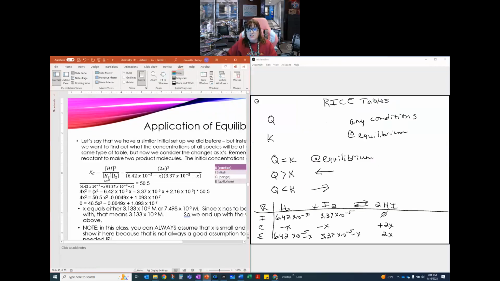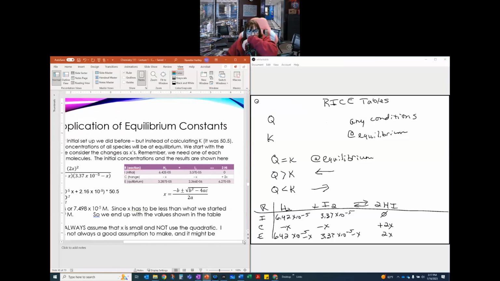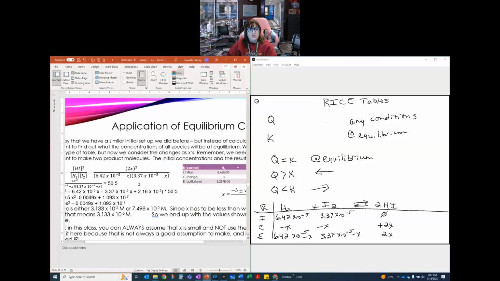So I have H2 plus I2 goes to 2HI. 6.42 times 10 to the minus fifth is my initial concentration. I took all of this data directly from this rice table. 3.37 times 10 to the minus fifth and 0 as my initial concentrations. My change is negative x, negative x, plus 2x. That means my equilibrium expression is 6.42 times 10 to the minus fifth minus x, and 3.37 times 10 to the minus fifth minus x for I2, and then 2x, okay? And that is what we have plugged in right here, all right? So that is what you see right there.